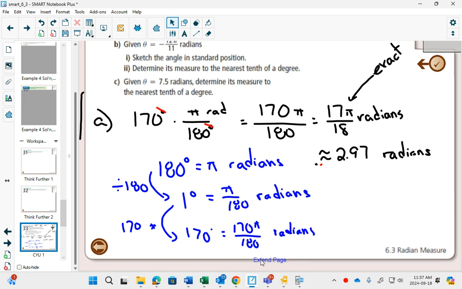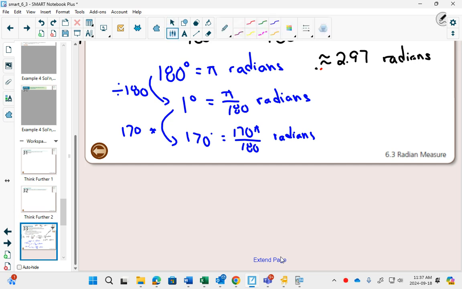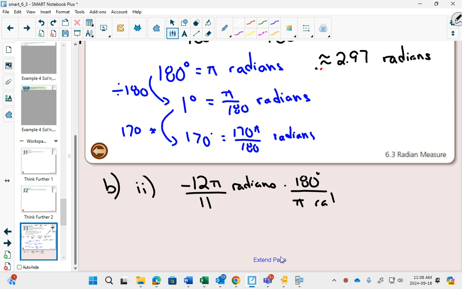Scroll down. And part B wants us to convert negative 12 pi over 11. It wants us to have degrees, and it wants us to sketch. We'll do the degrees part first. Technically, this is radians. So if I want to convert this to degrees, I'm going to multiply by 180 degrees over pi radians. So my units cancel out. Something very cool is that the pi's in this situation will simplify and cancel out. And I am left with negative 12 times 180 over 11.